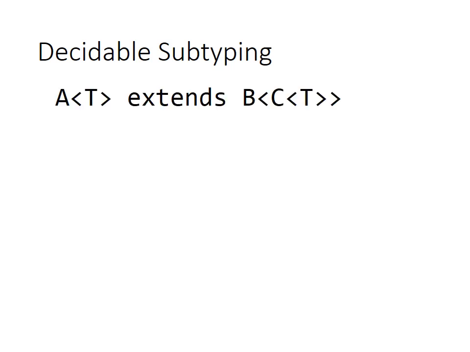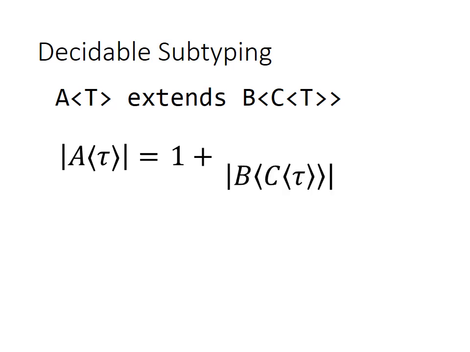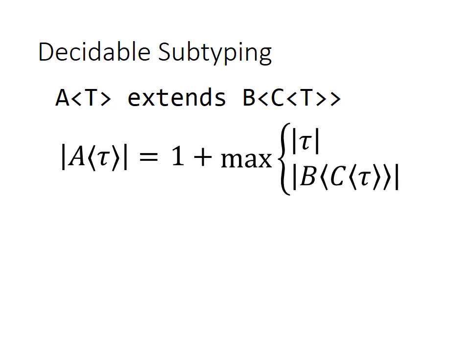So, if you have some type A of t extends B of C of t, and you want to know the number of expansion steps that you can take for some concrete instantiation of A with some type argument tau, you know that you want to take at least one more step than whatever it expands to. What can it expand to? Well, you could apply inheritance, in which case you would get B of C of tau, so we take the size of that. Or you could do a co- or contravariant step, in which case you would only recurse on the type argument tau, so you would take the size of that. We don't know which case it will be, so we are pessimistic and take the maximum of the two.